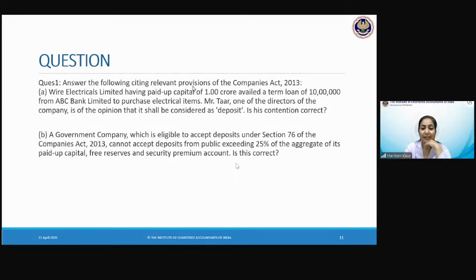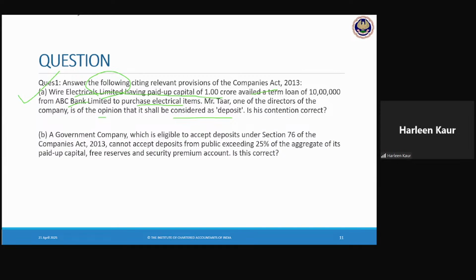So answer the following citing relevant provisions of the Companies Act. Wire Electrical Limited, having a paid up share capital of 1 crore, availed a term loan from ABC Bank Limited to purchase electrical items. So there is an electricity company having a paid up share capital of 1 crore. It has taken a term loan from ABC Bank Limited. Mr. Tar, one of the directors of the company, is of the opinion that it shall be considered as deposit. Is this contention correct? So the first part of question 1A, you have to answer. Hurry up and answer me. Everyone in the chat box have to answer this.